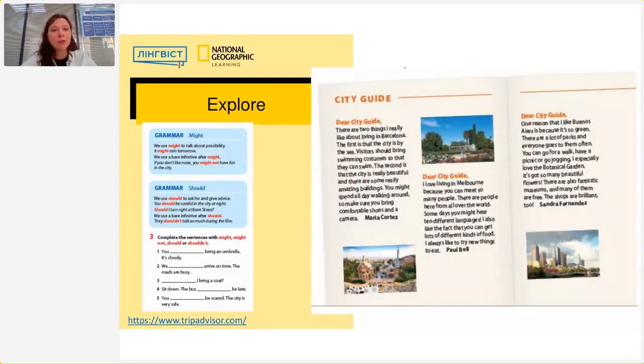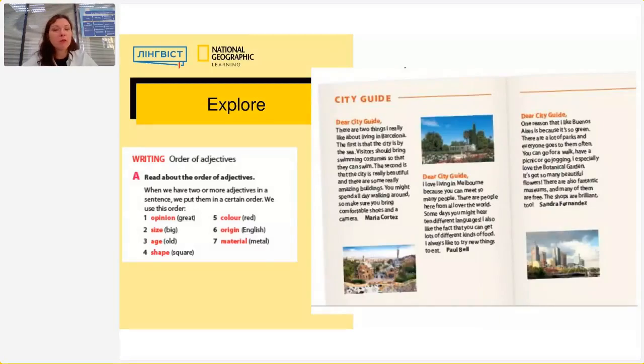Here we have, as you told, different grammar that we need to focus on. Firstly, might, should. We use might to talk about possibility. We use should to ask for and give advice. Yeah, this is what we usually use. And order of adjectives. A place can be great, a place can be big. So how can we write? Amazing and big. Yeah? This is an amazing big park in the center of my city. Or is it a big amazing park in the center of my city, right?